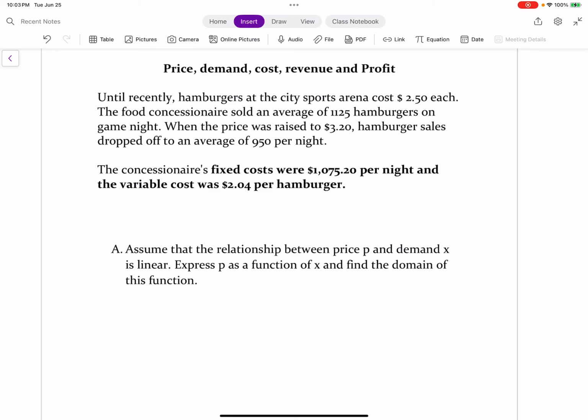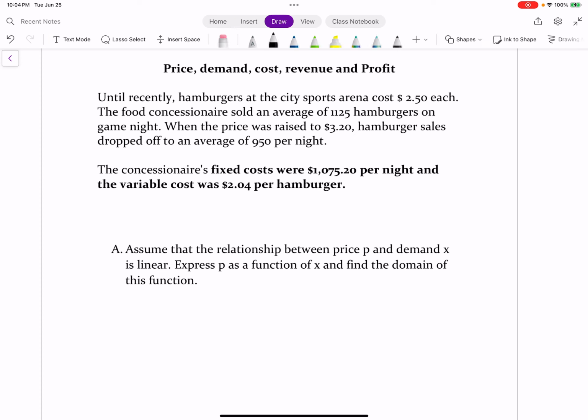All right, let's see the relation between price, demand, cost, revenue, and profit using this example. Look at this example. A hamburger cost 2.50 and it was sold around 1125. So these are the key: the cost with this number of hamburgers. So the price, and this one is item or demand.